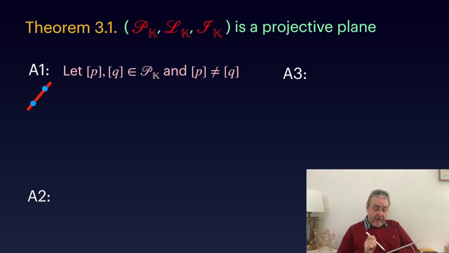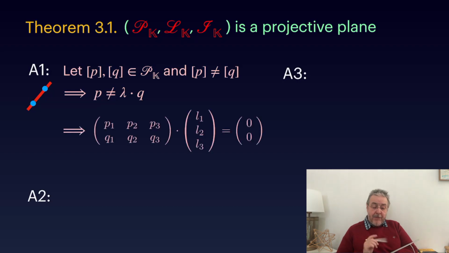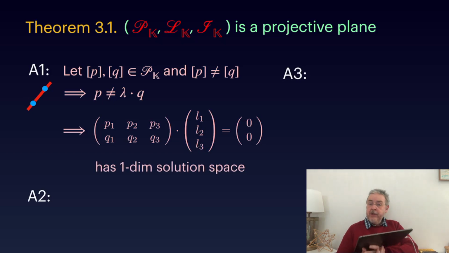So take two equivalence classes generated by two vectors P and Q that are not the same. If they are not the same, this implies that P and Q are not scalar multiples of each other. Because if they were scalar multiples, they would generate the same equivalence class. So different equivalence classes result here in linearly independent vectors P and Q. But this means that this matrix here has full rank 2, and that this system of equations I wrote here, which is essentially a standard scalar product of this vector times this and this vector times this, has a one-dimensional solution space.